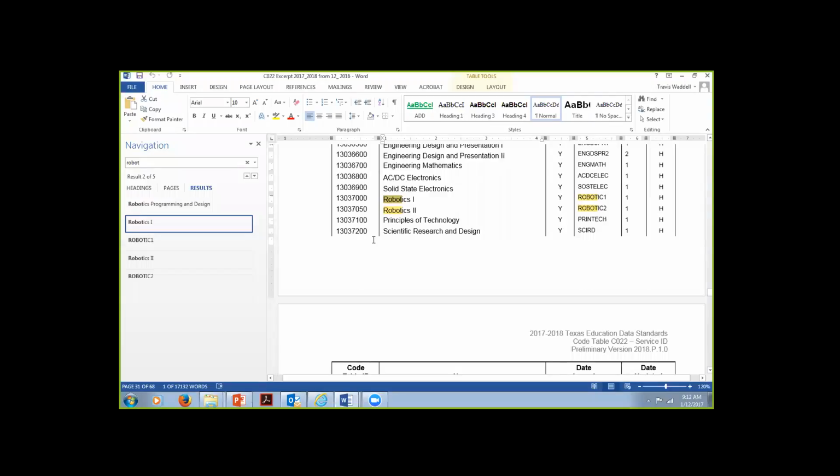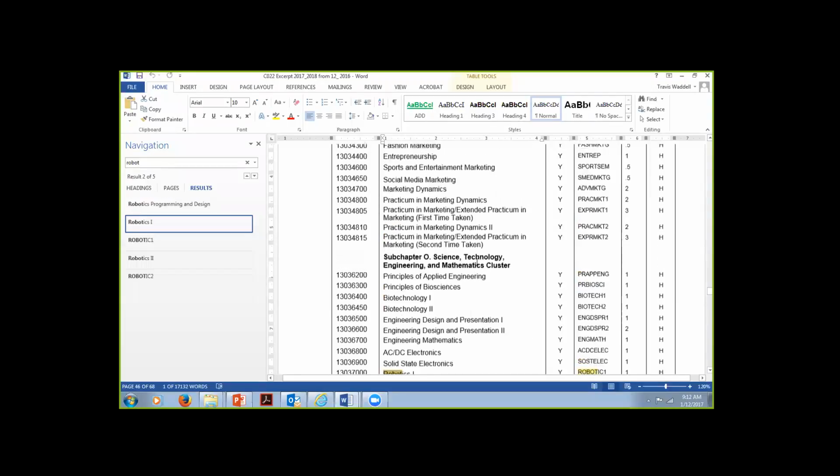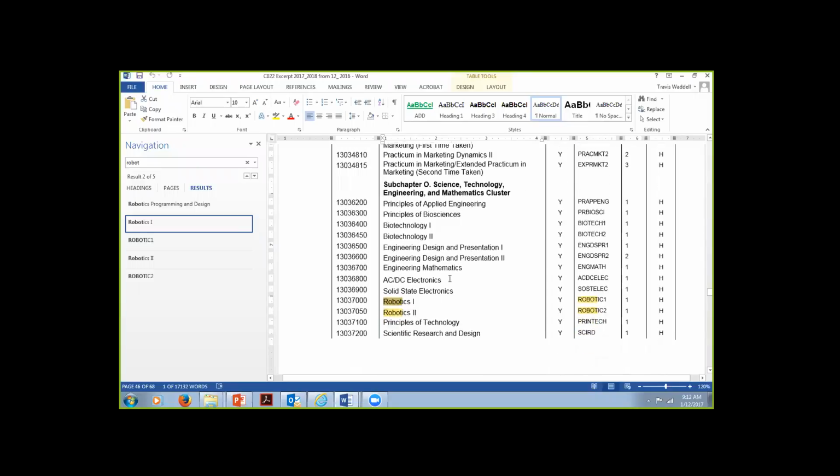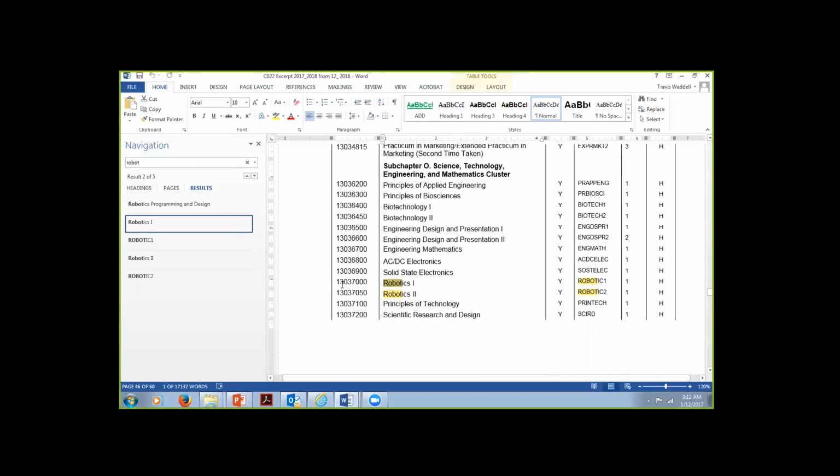But if you had a person who was certified to teach from the STEM subchapter, and you were using a service ID code of 130.03.7000, this is for next year, for 17-18, this class would be used and would be used to teach robotics and would be able to draw CTE funding.